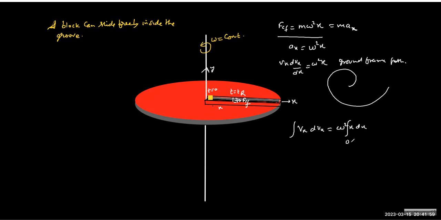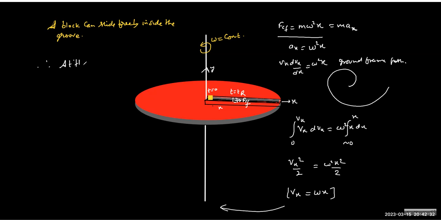So when you had x almost zero, because exact zero is difficult, zero. And this is zero. So v_x square by 2 minus 0 square by 2 is omega square x square by 2, which means the v_x turns out to be omega x. Okay. So at the time of leaving, tell me guys, what will happen? When you are about to leave the surface, what will happen? The v_x becomes omega r, because x equals r, correct?